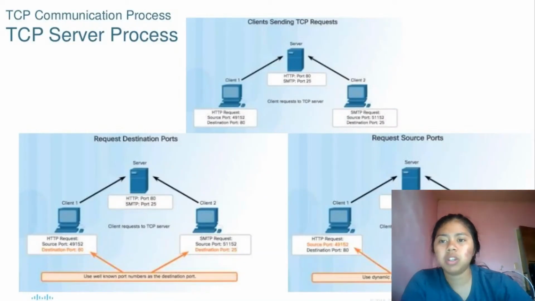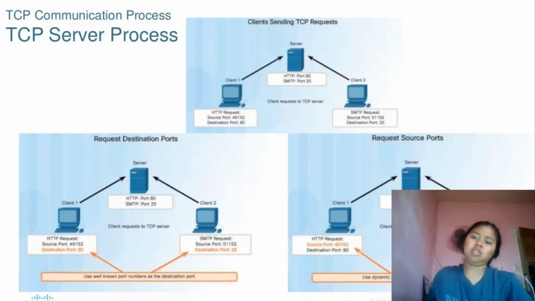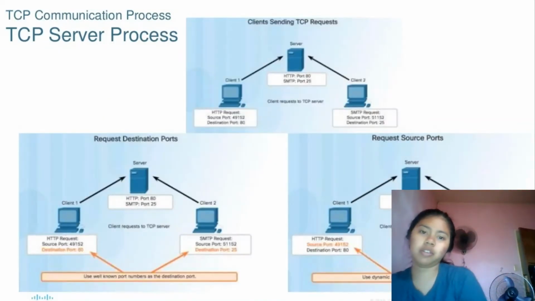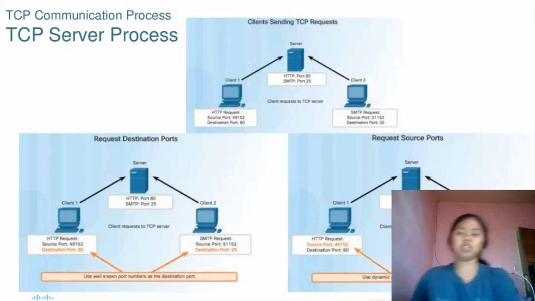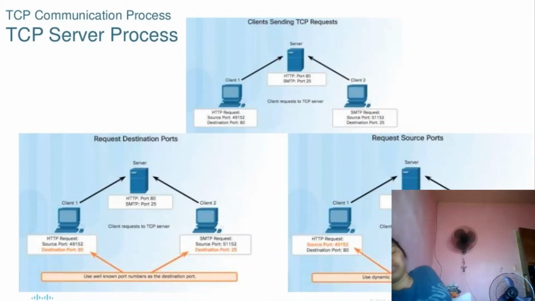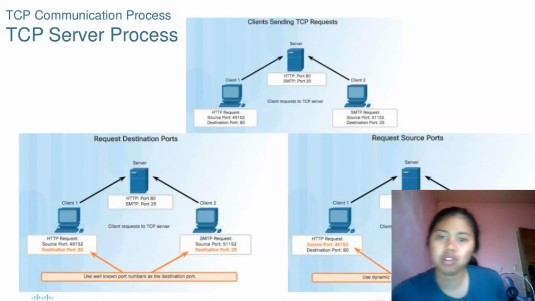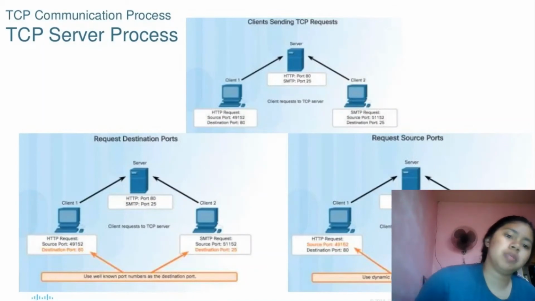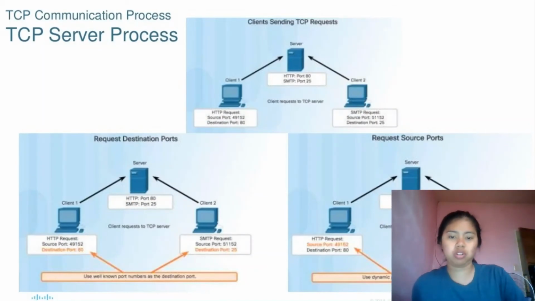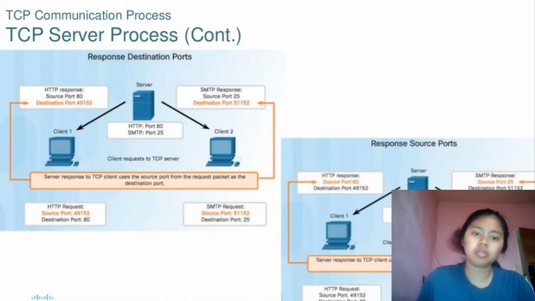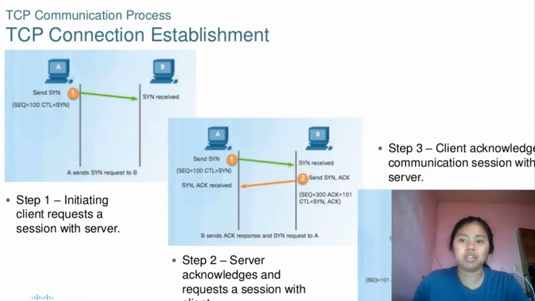TCP and UDP: the TCP server process. The TCP client-server process: the client sends a TCP request with destination ports and source ports, and the server sends a response with response destination ports and response source ports.